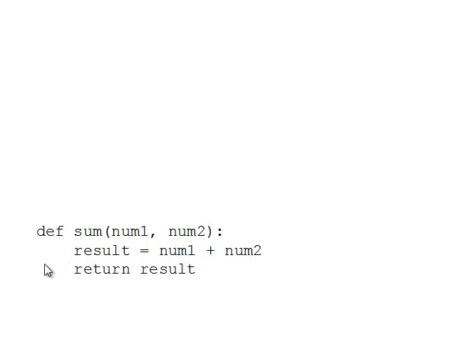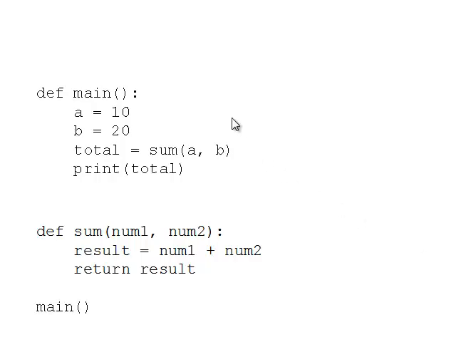So let's look at this function that we have here. The name of the function is sum, and it has two parameters, num1 and num2. So when you call this function, you're going to pass two arguments. Here in this statement, we assign the result variable the value of num1 plus num2, and then we simply return the result variable. So when you call this function, you pass two arguments, two numbers, and it returns the sum of those two numbers. So how might we call this function in a program?